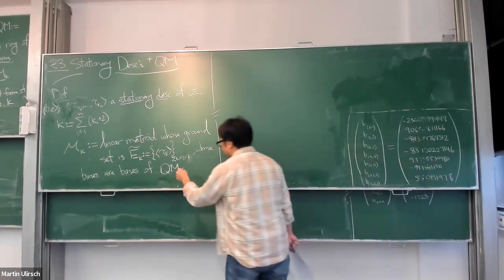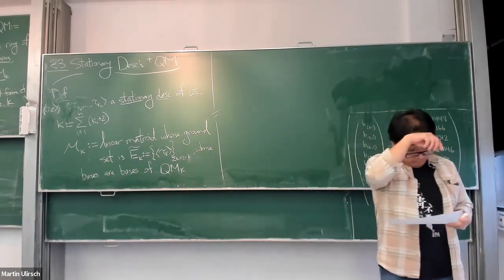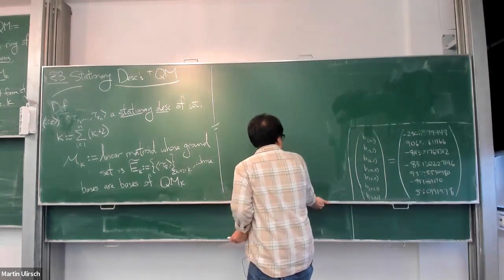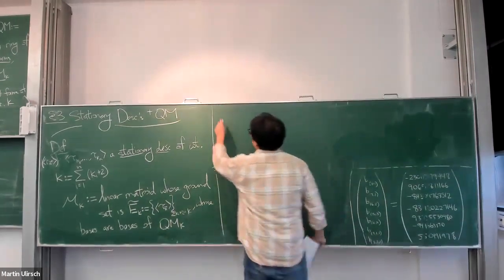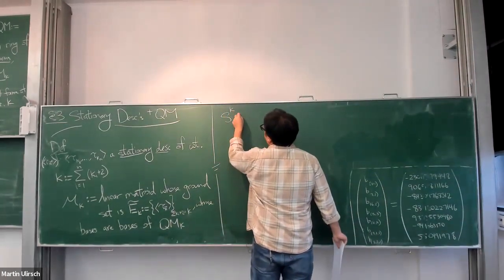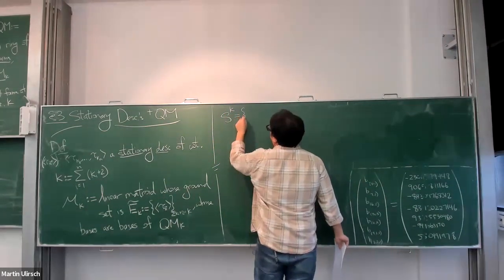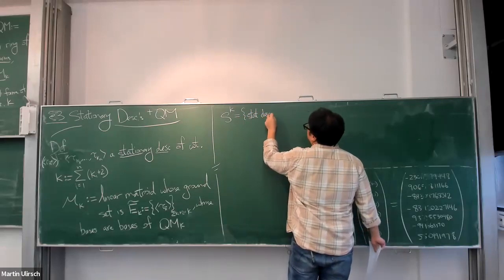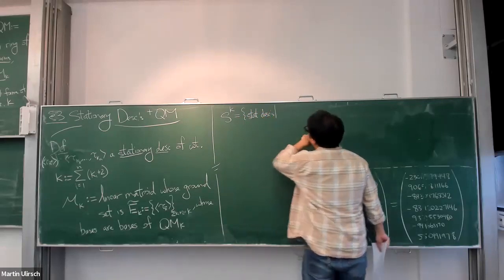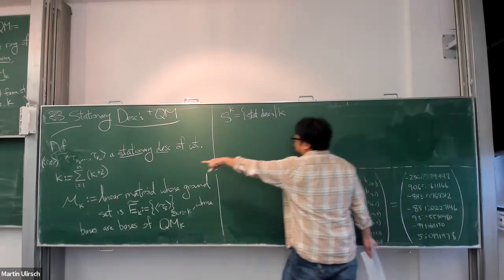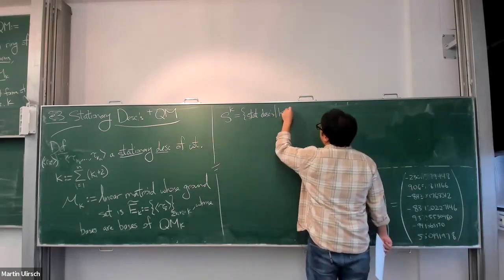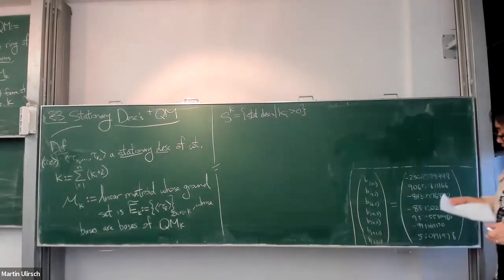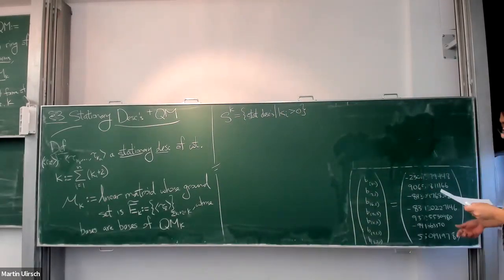Okay, good. Oh, and then finally, one last thing. S superscript k is going to be the stationary descendants of weight k, such that all of the insertions of the taus are strictly positive. We'll see why these come up in a second.